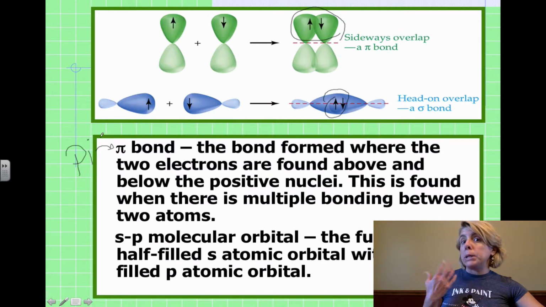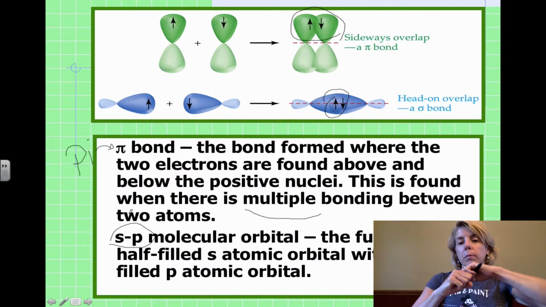And you need to have p orbitals in order for this to happen. Okay, and this is actually found in multiple bonding, so you're going to have more than just a single bond. And then a third type of bond that we could have is what we call an S and P. So we could have a sphere with a p orbital overlapping, and that essentially creates a covalent bond.